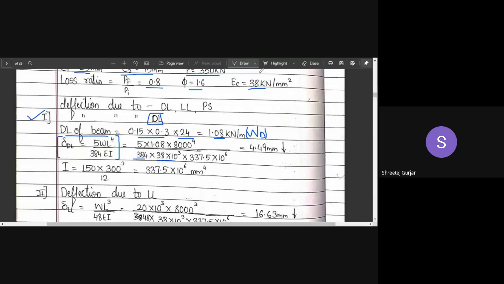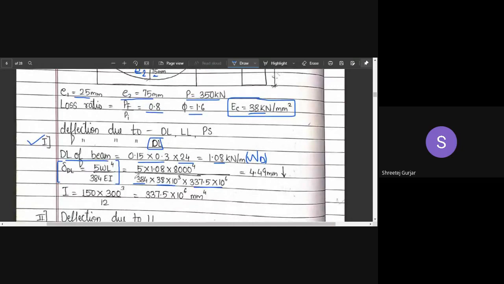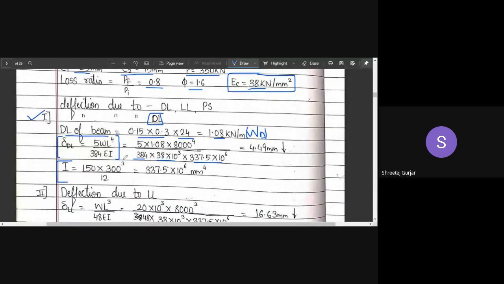E is given, E of concrete 38, into I. I is not given, but we can calculate it. I is bd cube by 12. If you calculate totally, it will become 4.49 mm. So for dead load the value is coming positive, and we know because of dead load your beam will deflect downwards. I have shown this arrow pointing downward, so it is positive.